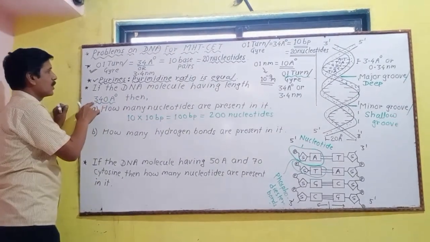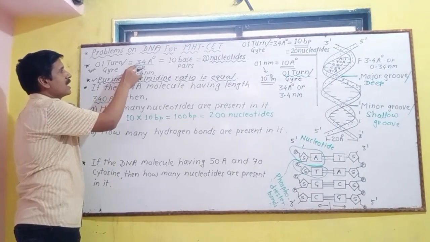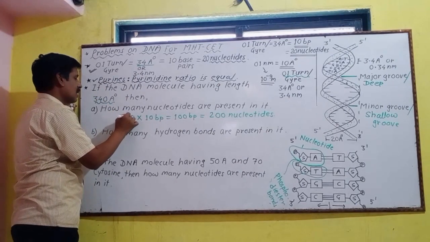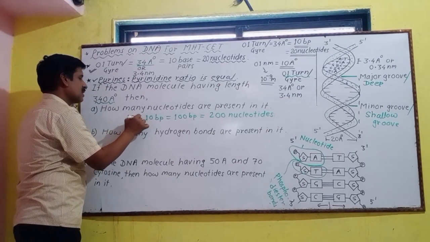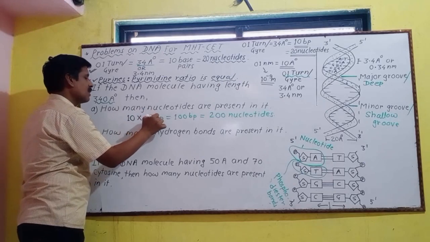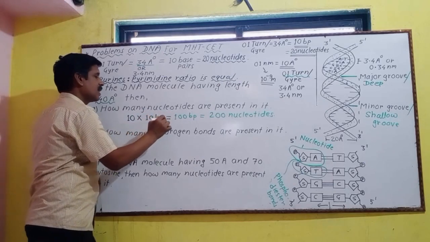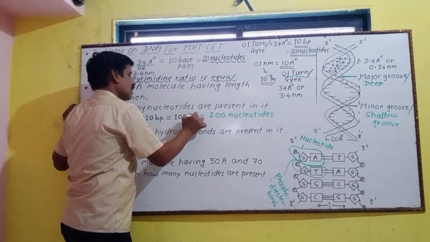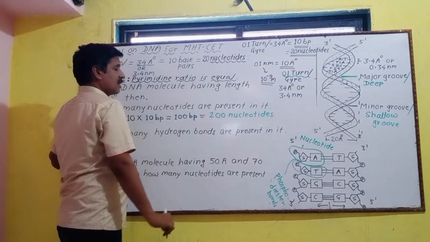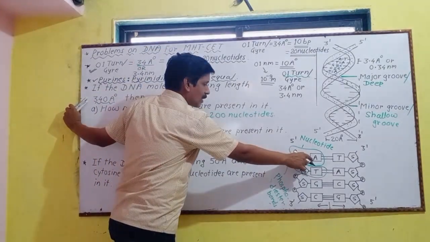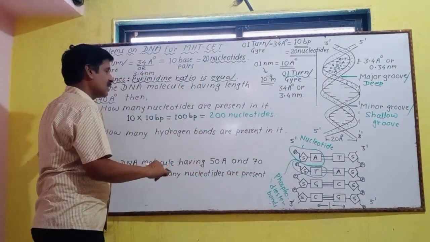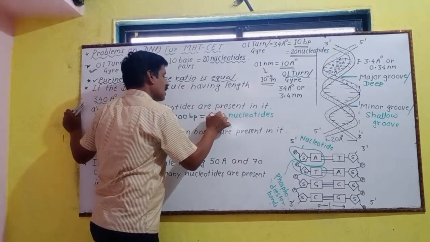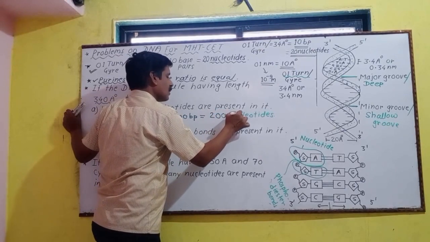This 340 is nothing but 10 times more than each turn. This means 10 turns are present, and each turn consists of 10 base pairs. Means how many base pairs are obtained? We can obtain 100 base pairs, and each nucleotide consists of one nitrogen base, and in this way there is a presence of 100 base pairs, means there is a presence of 200 nucleotides.